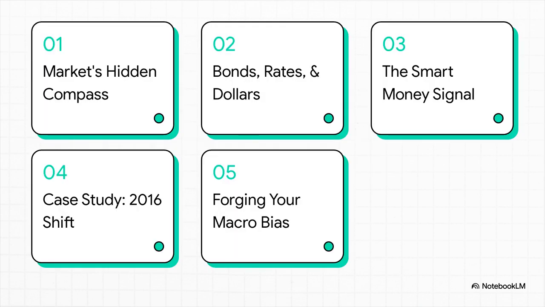All right, here's the game plan. First, we're going to find what I call the market's hidden compass. Then we'll get into decoding the crucial relationship between bonds, interest rates, and the dollar. After that, we'll uncover the exact signal that smart money leaves behind, see it play out in a real case study from 2016, and finally, I'll show you how to forge your own long-term macro bias.